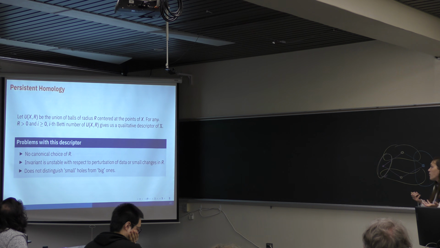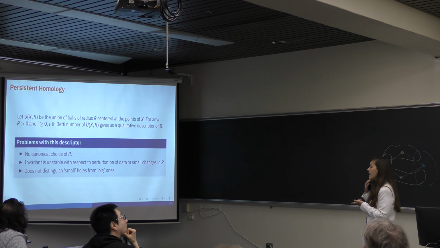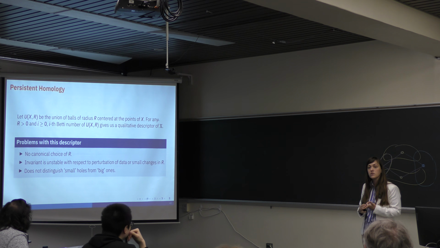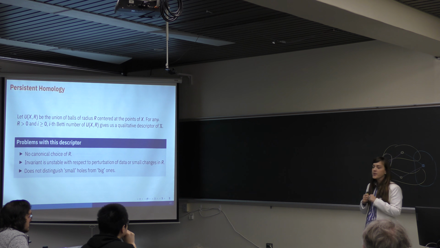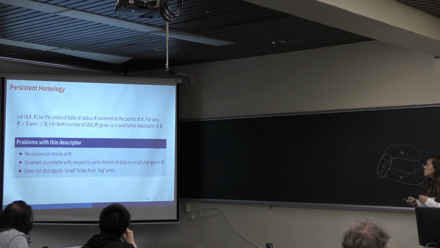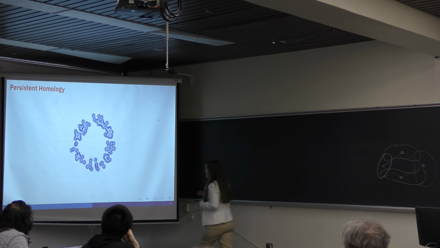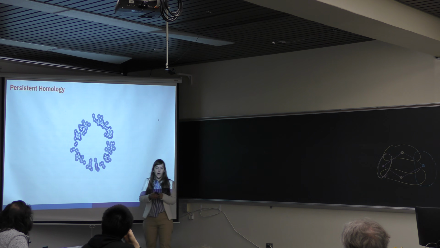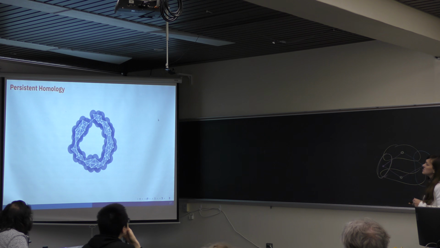So the issue is there's no clear choice of r, and if we have perturbations in the data, which we often do because of noise, then this invariant is very unstable because you can create new loops very quickly. A related issue is that you cannot distinguish between small holes and big holes. For example, over here, I have a very small hole, and I want to say that this hole is not significant, but I do want to say that this hole is significant.